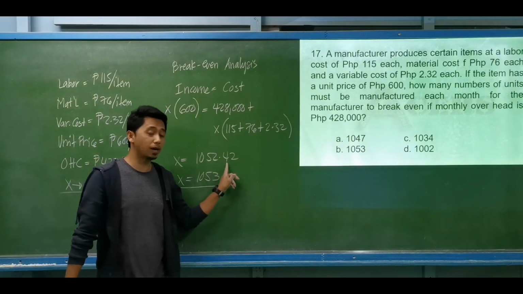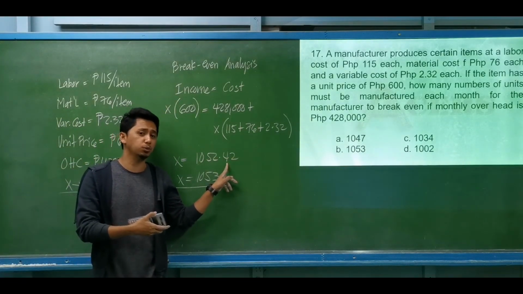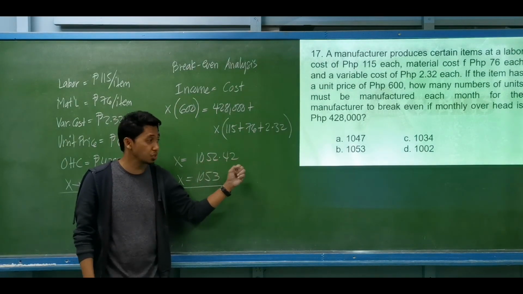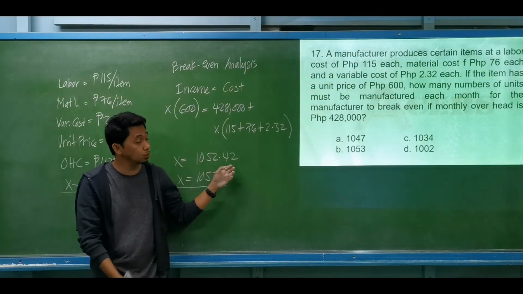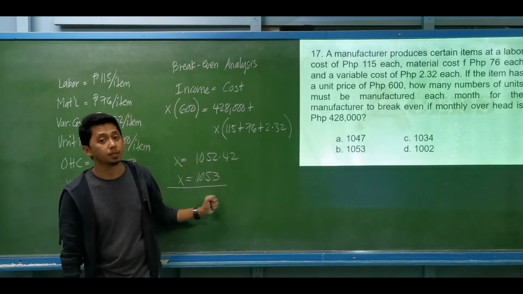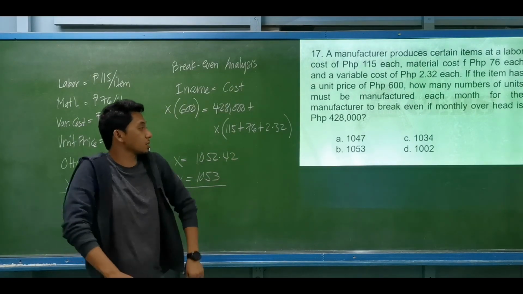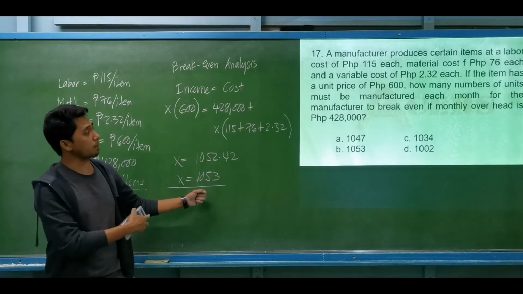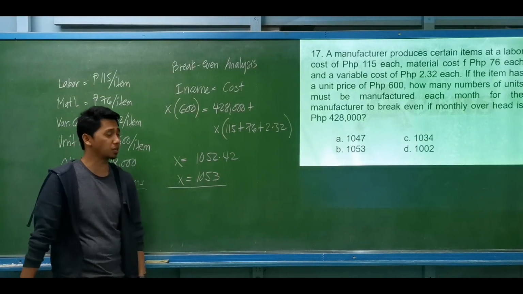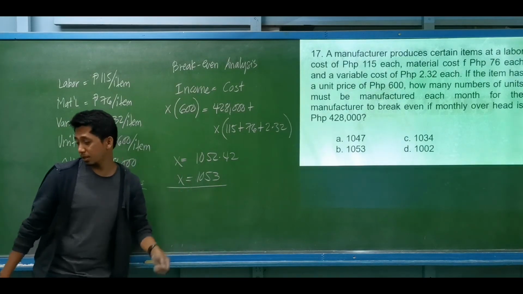For the reason that you don't have 0.42, for example, 0.42 cell phone or 0.42 cars. There's no such thing as 0.42 when it comes to the exact number of items. So always round up. So we have the number of items is 1,053. This is a past board exam, and the majority of our examples are board exams from the past.